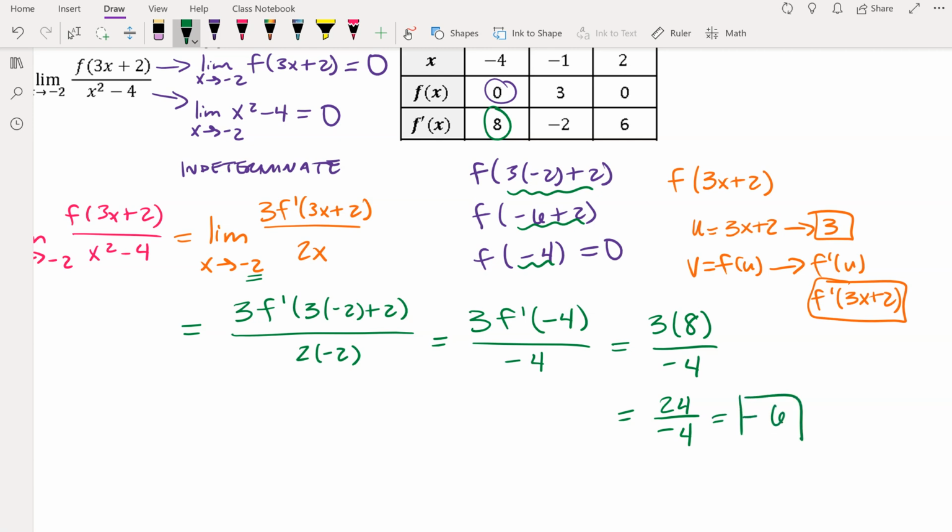Done. L'Hopital has helped us solve that limit. Thanks, L'Hopital. Okay, y'all. That's it for today. Get some practice done. And yeah, let's go practice.